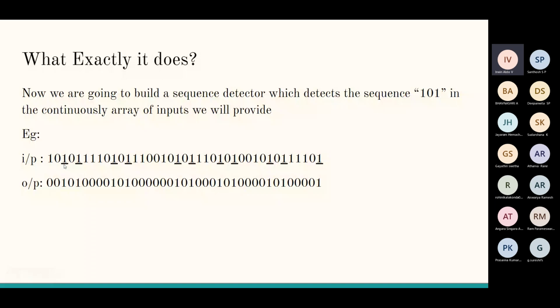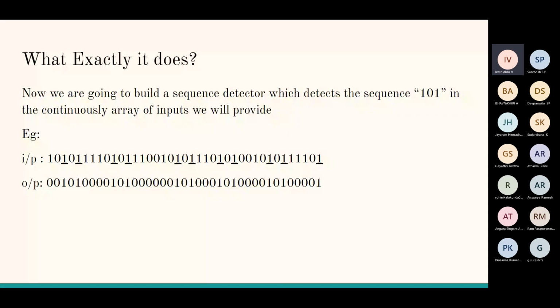Let's see each and every underlined digit. See the last three digits. It's 101. See here, it's also the last three digits are 101. Wherever I underline, the last three digits are 101. So our circuit should detect the sequence of 101 by giving an output 1.